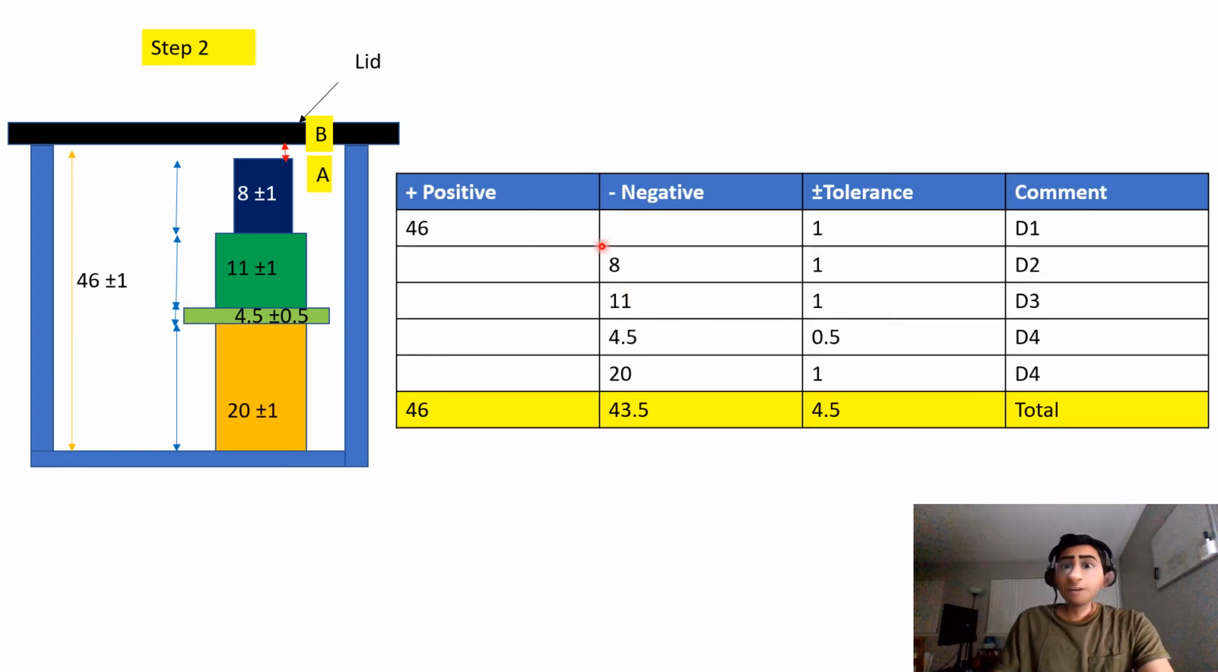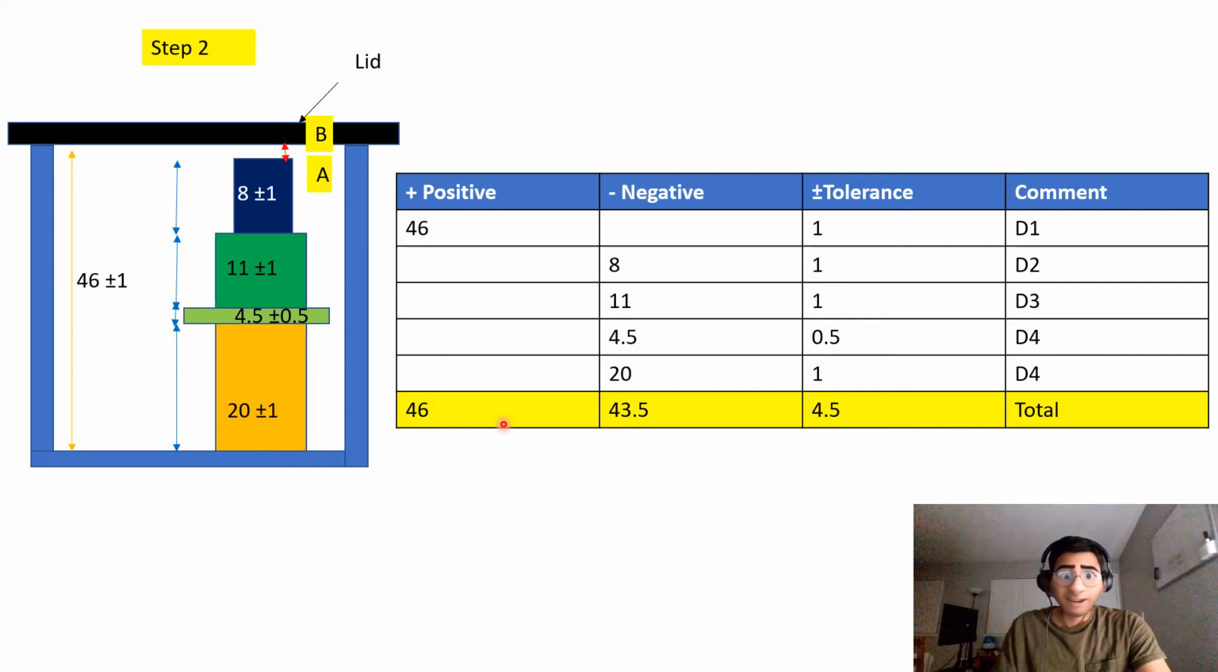This is a very standard table. You put the first column as positive. I normally try to make it in Excel so that you can iterate it multiple times, but here it's in PowerPoint. The key point is we have only one dimension going from A to B, from here to here, 46. For negative dimensions, from B to A, if I come from here, we have 8, 11, 4.5, 20. We rotate down here. Tolerances, no matter whether from positive or negative, we just put all bilateral tolerances here.